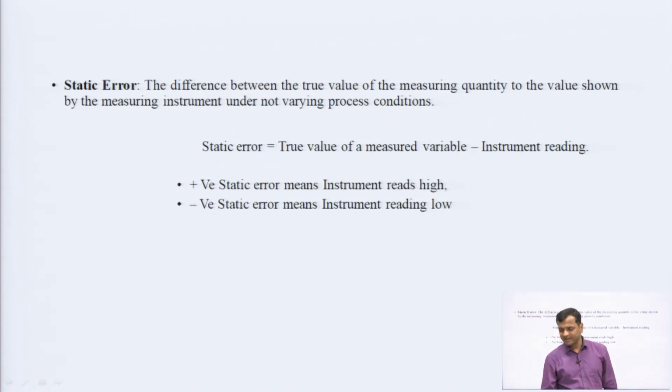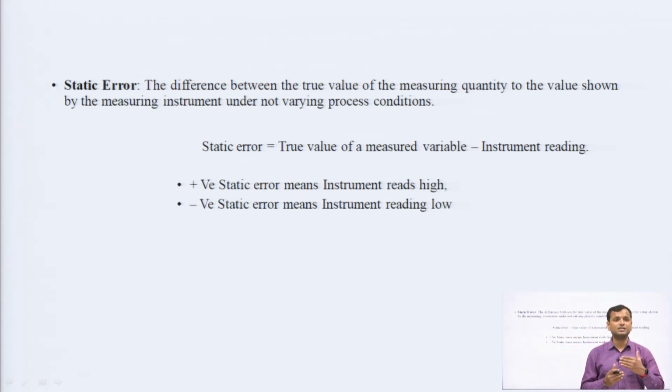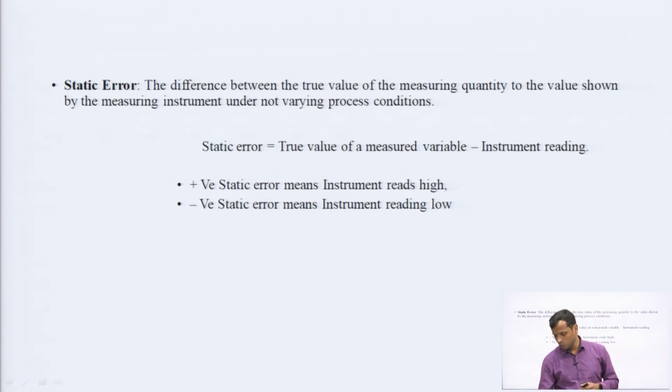Next, what is static error? The static error is the difference between the true value of the measured quantity and the value shown by the measuring instrument under non-varying process conditions. That may be a positive static error, meaning the instrument reads high, or a negative static error, meaning the instrument reading is low.